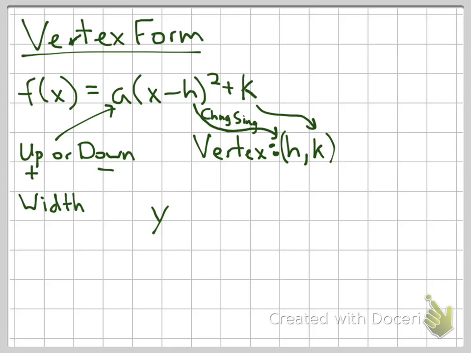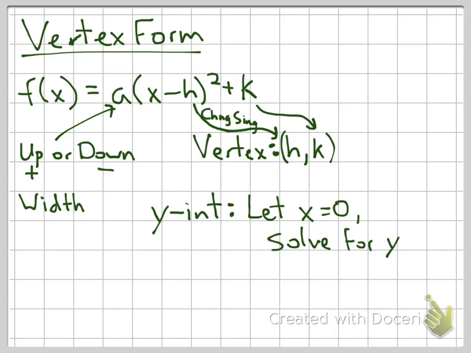Now we can also add here that the y-intercept, we could still find it. You're just going to let x equal 0 and solve for y. But it's not going to be as direct as the last one we looked at. So let's shrink this down and look at a couple of them.